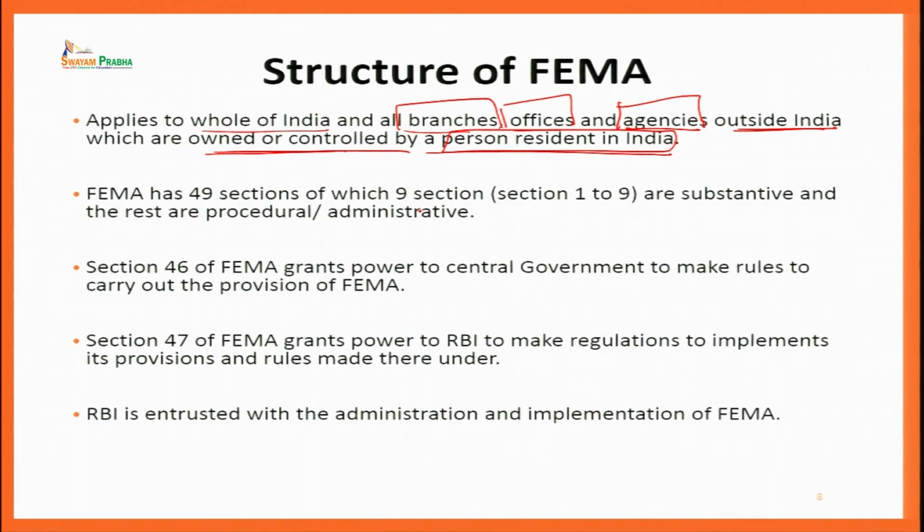Right. Now, let us look at further structures of FEMA. FEMA has 49 sections, and out of the entire 49, 9 sections are substantive and the rest are procedural and administrative. Section 46 is the section where the central government has been given the power and authority to make rules. Section 47 of FEMA gives the authority and power to RBI to make the regulations, and RBI has to entrust the administration and implementation of FEMA through the formation of a Directorate of Enforcement.